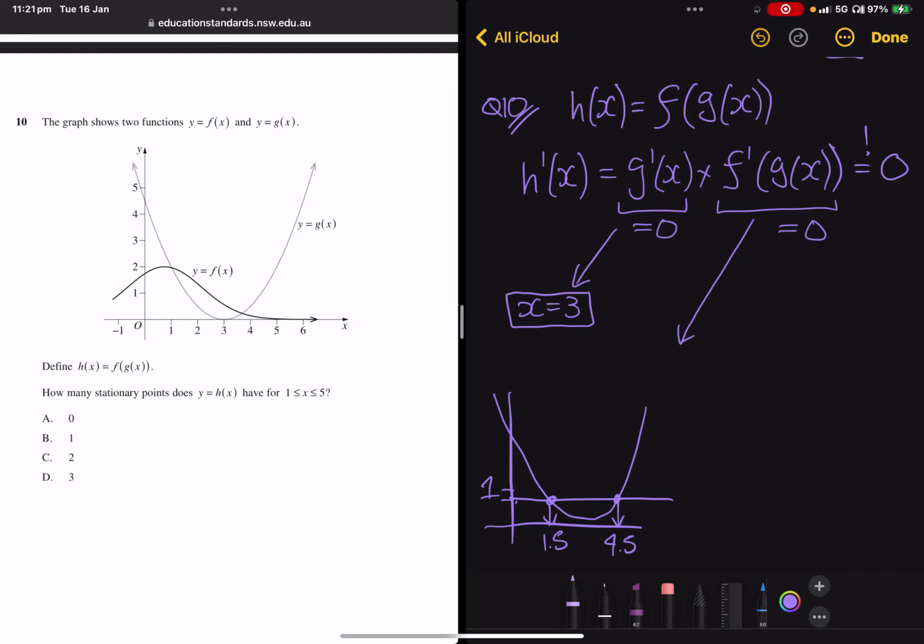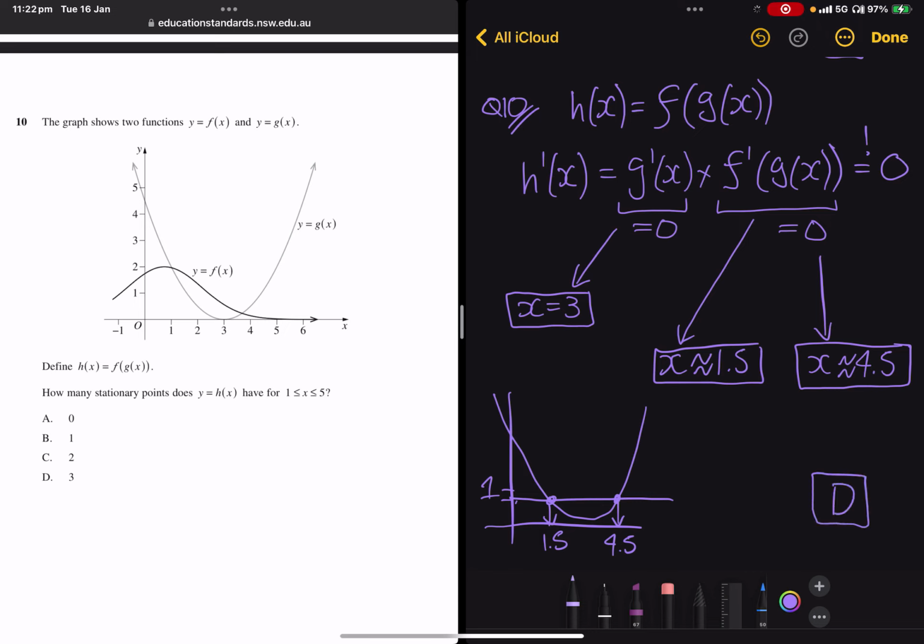And that means there are two separate values which will make f prime of g of x equal to 0. And those two values are going to be x approximately equal to 1.5 and x approximately equal to 4.5. They're likely values close to these. We're just going to say approximately. We don't need to know what they are. But the fact that there's 3 of these, they all fall between 1 and 5, tells us that there must be 3 stationary points in the function h of x, so therefore the answer is D.